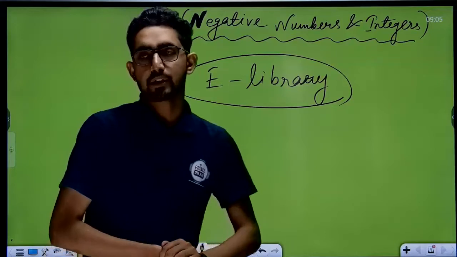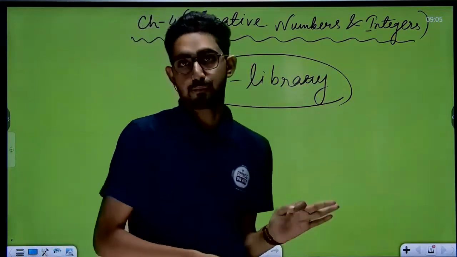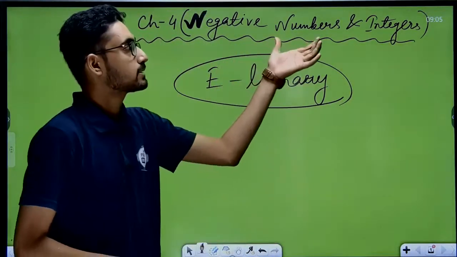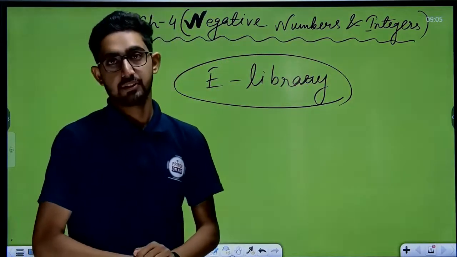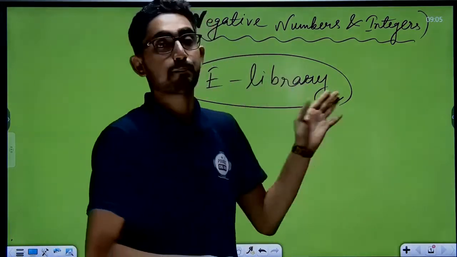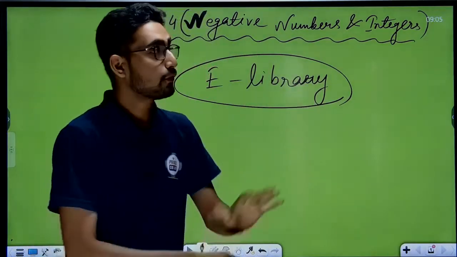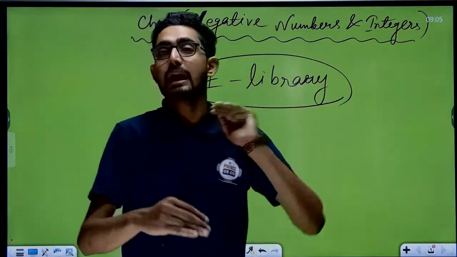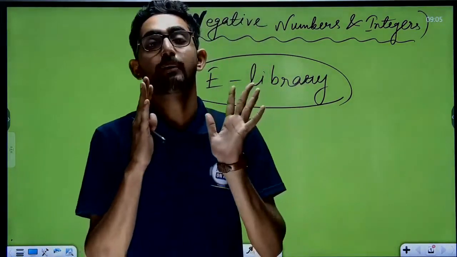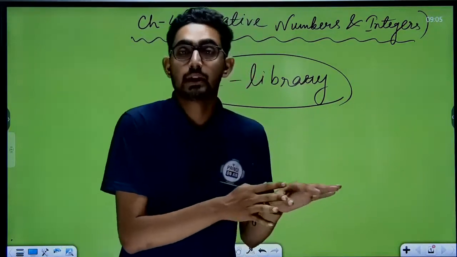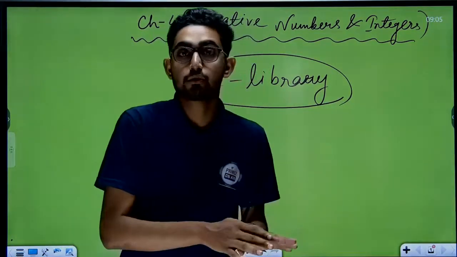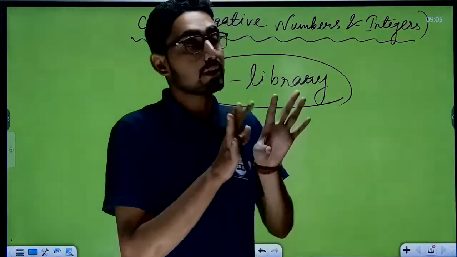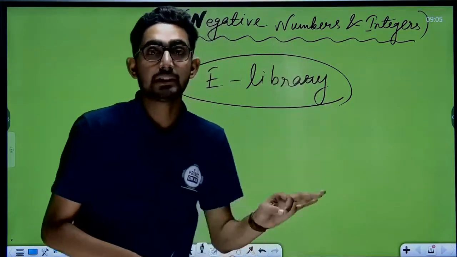Okay, students, today we are going to start a very important chapter, chapter number 4, negative numbers and integers. This chapter is very important for you, because if you understand it, you will know how to add negative numbers, how to multiply different negative numbers, and with positive numbers also, how to divide. All of these things are in this chapter.